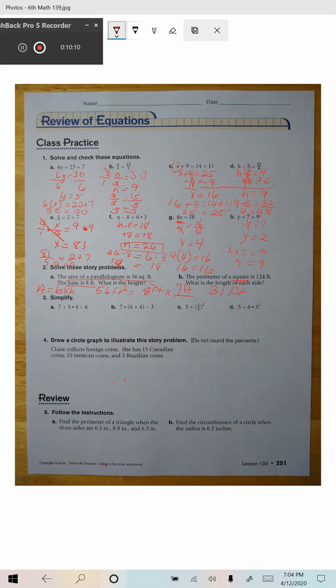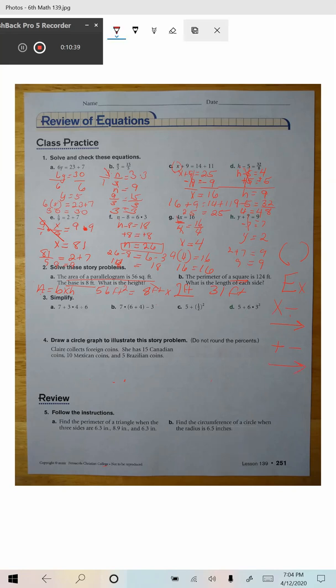Let's do order of operations. All right, so remember, let's just review. If you have parentheses, do those first. After that, if you have exponents, do those next. At that point, multiplication and division, you do them in order from left to right that you find them in the problem. Then addition and subtraction, you do them from left to right that you see them in the problem.